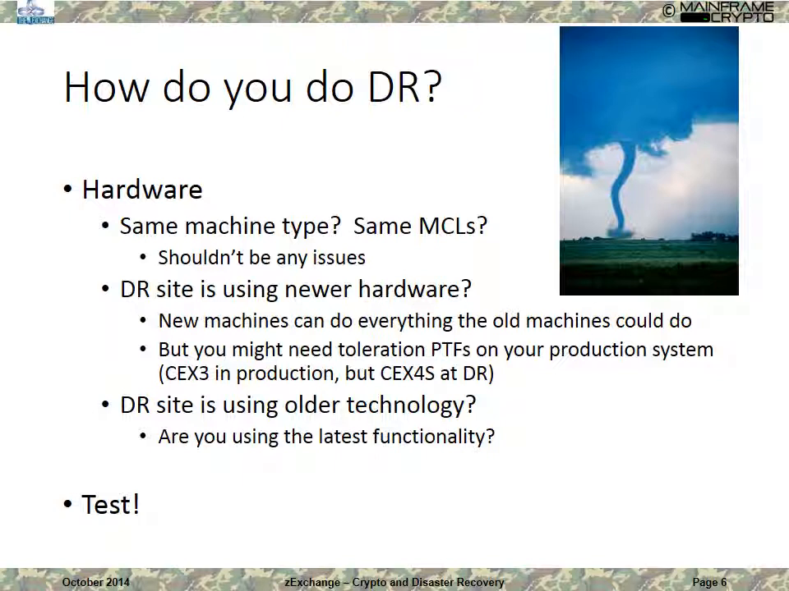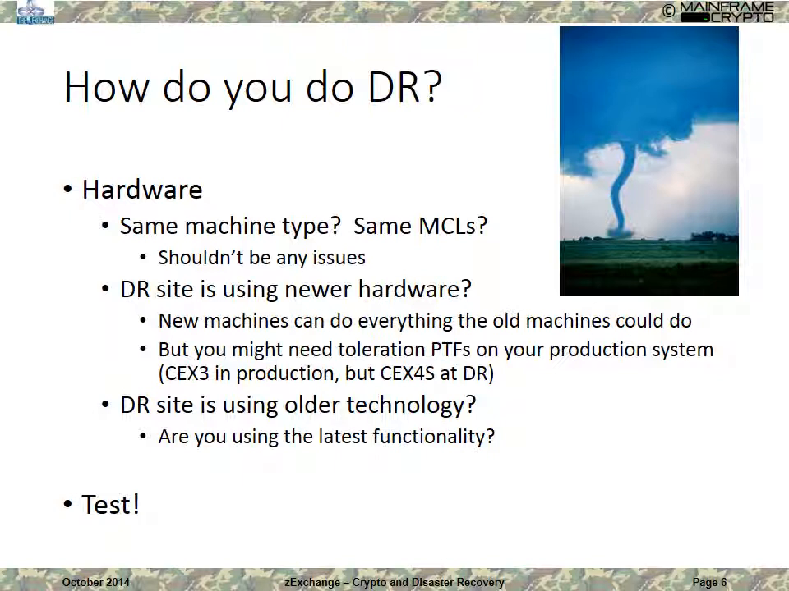So you don't really need the toleration maintenance at your production site, but you've got to have it on that production system so that when you pick it up and carry it over to the DR site, it'll be there and you won't miss a beat when you start running it on the DR environment. And then the other possibility is if the production system is more current than the DR site.